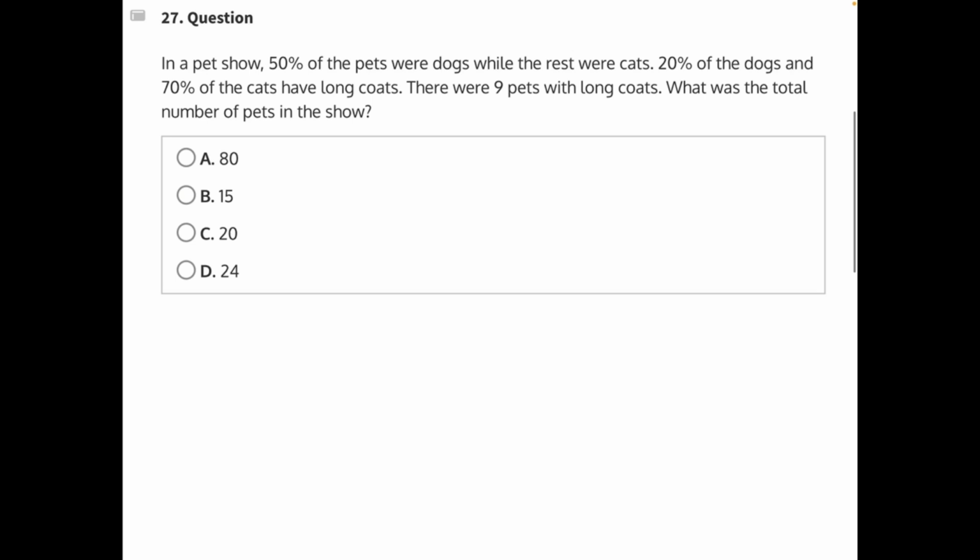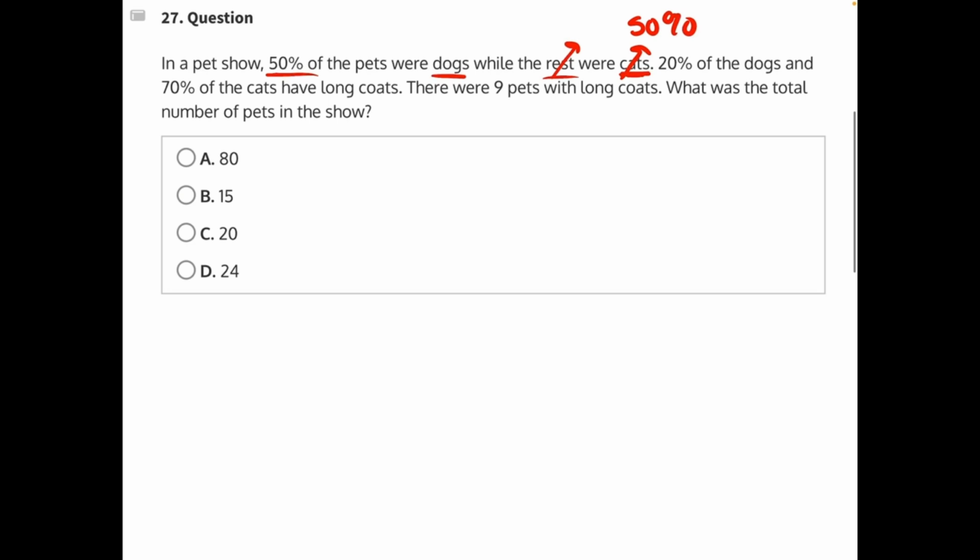Let's start by figuring out the percentage of cats in the show. We know that 50% were dogs and the rest were cats. So the rest have to be also 50%. 50 plus 50 will give us 100%. So the cats were 50% of the show.